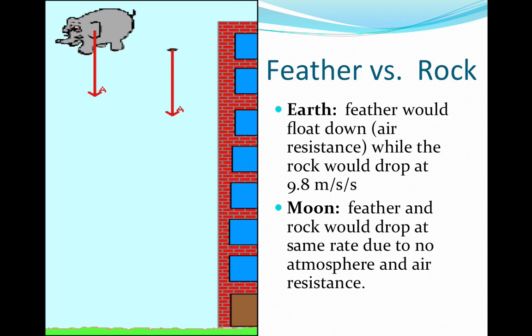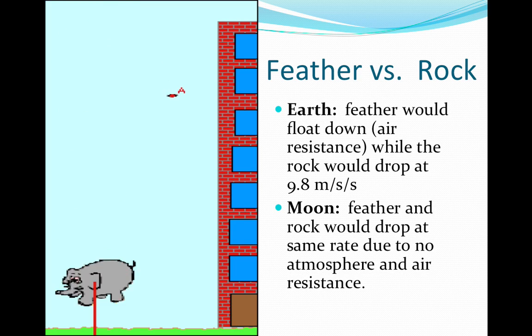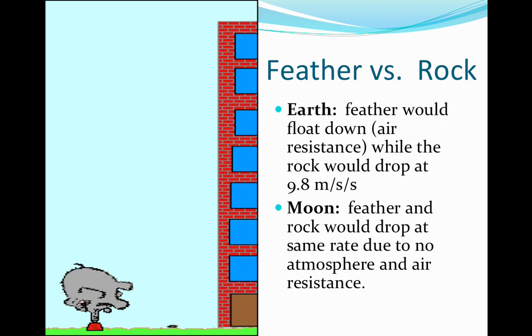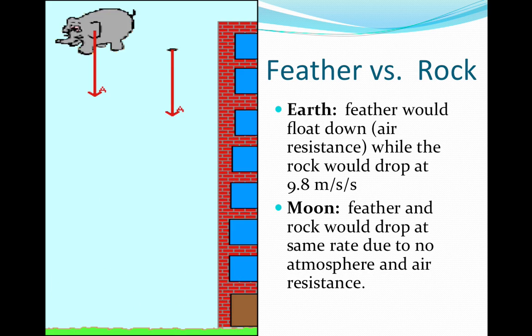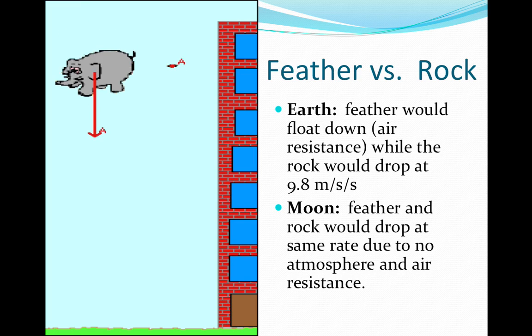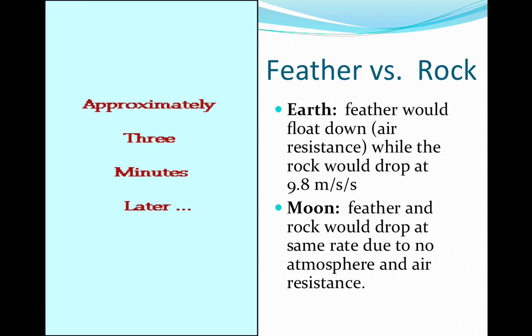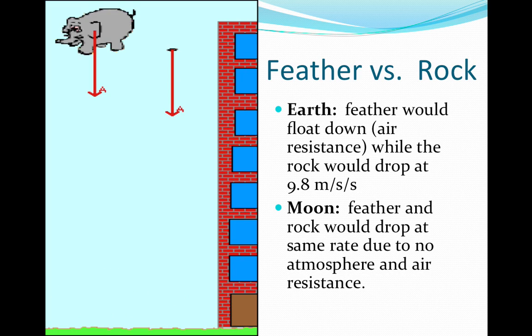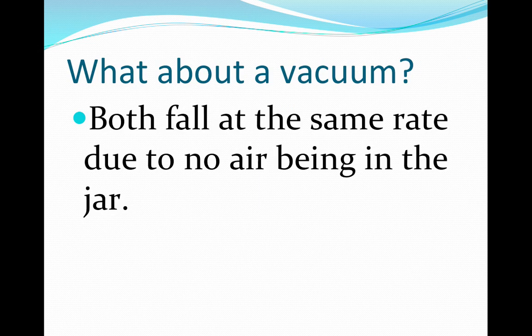And they actually found out, and they did that experiment and filmed it, and both fell at the same rate. The reason for that is there is no atmosphere on the moon, so therefore there is no air resistance. No air on the moon, so there's no air resistance to slow it down. Okay, so what about in a vacuum?